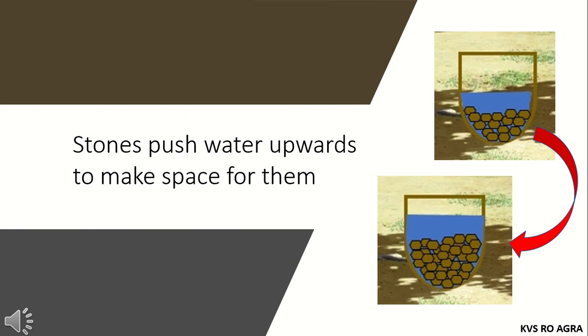Now, you may ask, why did the water level go up in the pot after filling it up with the stones? You know, every stone takes some space. So, the stones at the bottom of the pot were pushing the water level upward to make some space for themselves, and hence the water level rose up and the crow was able to drink the water.